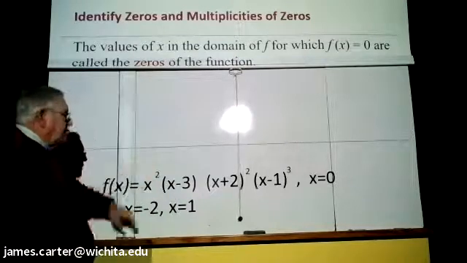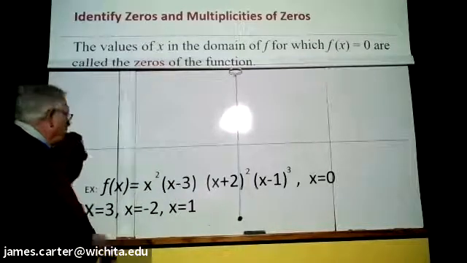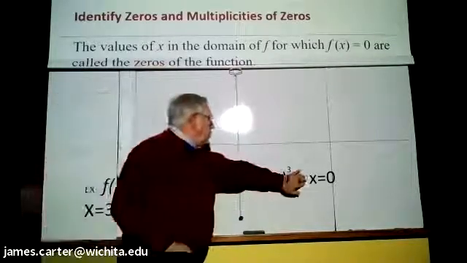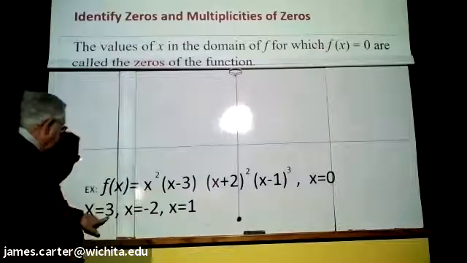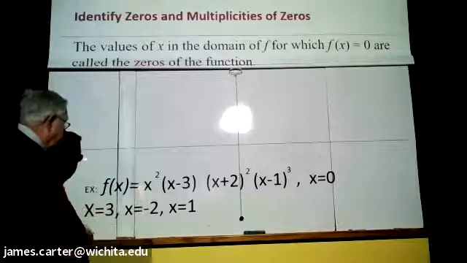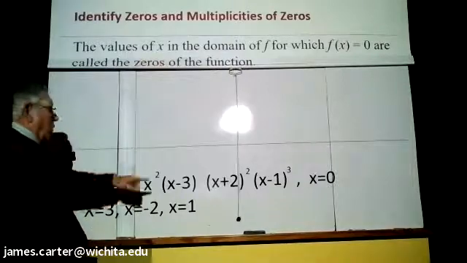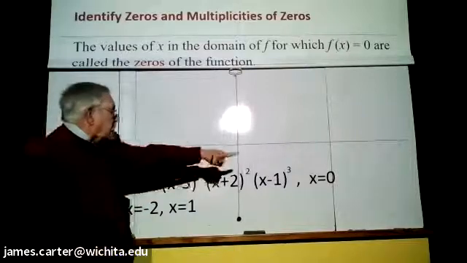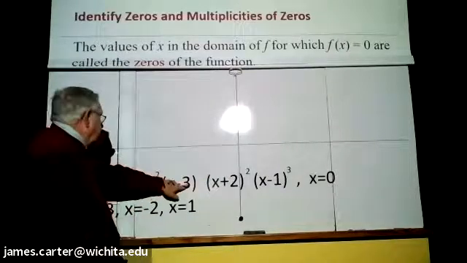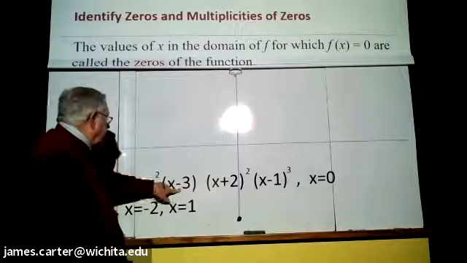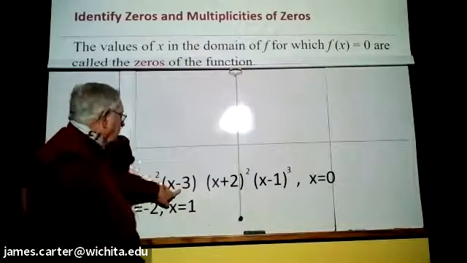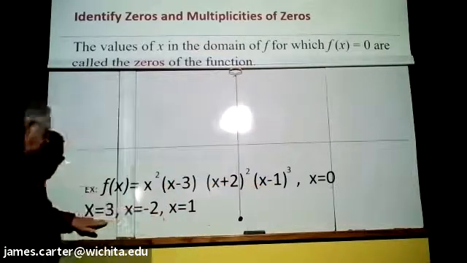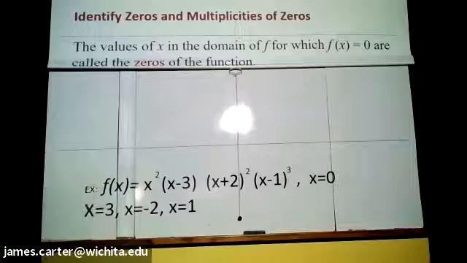And this means x times x. What we're saying is if f of x equals 0, then we have the values of x. This produces an x value of 0. This produces an x value of positive 3, of negative 2, and of positive 1.